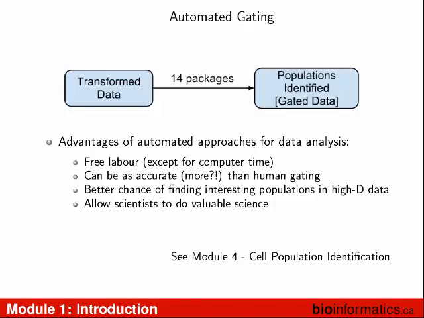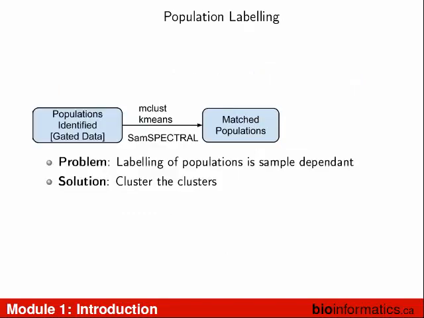Automated gating, it's awesome. There are lots of different packages to use, 14 in R. It's free in the sense that it's computer time, not your time. We think it can be more accurate. You can probably find more than you can by hand, because the computer can spend all the time to analyze the data that you might not want to spend, especially when you're doing high dimensional data. There are just so many populations, you don't have all the time to find them. The computer does, and it'll find them all. So you can spend your time doing science. We talk a lot more about this in Module 4, in excruciating detail about all the different tools. So I'm not going to talk about that today. That's more for tomorrow.